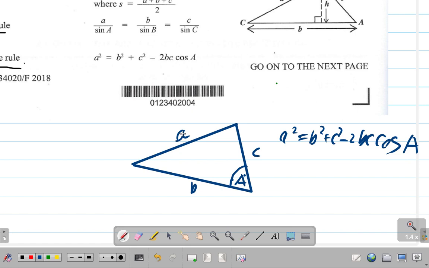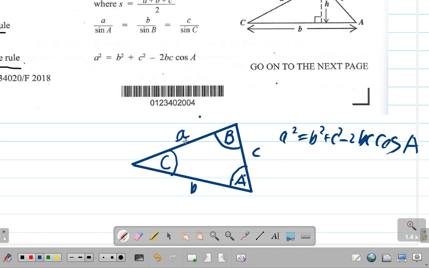Notice that this is side A, small a, this is angle A, big A. If this is side C, which is small c, then this would be angle C, which is big C. This here is side B, which is small b, lowercase b. This angle would be angle B, which is uppercase B, big B. So that's what you have.